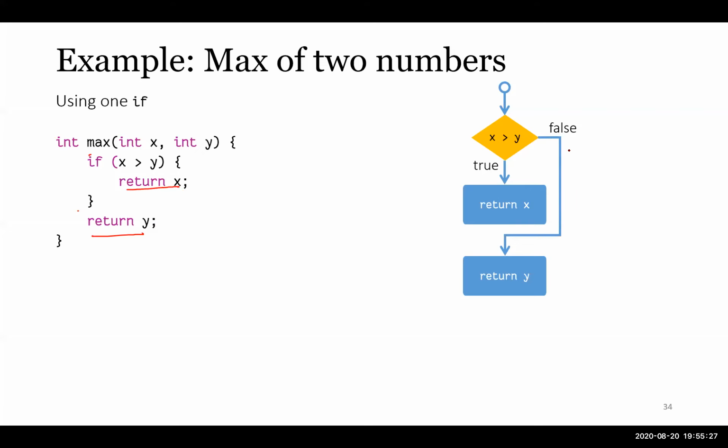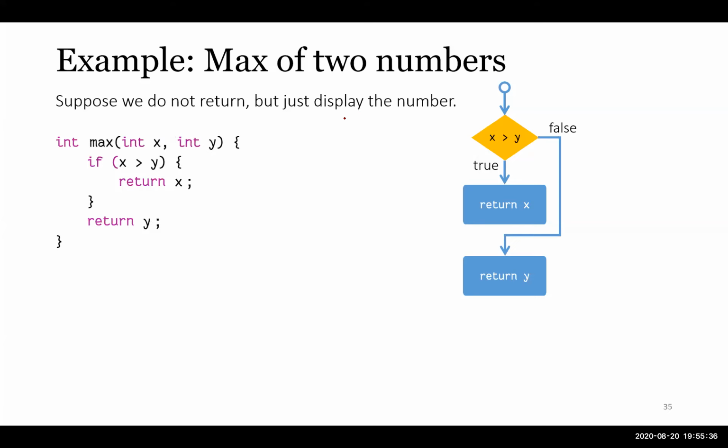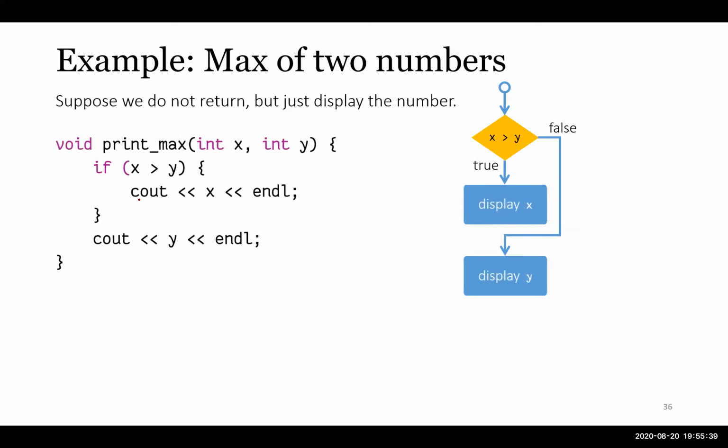Yes, we can write this without else because our true block returns. But if you do not return, if you just display the number like this, do you think this is correct? Actually, this is not correct. Why? If x is 5 and y is 3, yes, x is more than y, you display x. After that, what happens? Notice this line here. This is not a return, right? So this block is done, and we continue execution with the rest of the program. So it will also display y, which is not what you want. So be very careful between returning and just displaying.